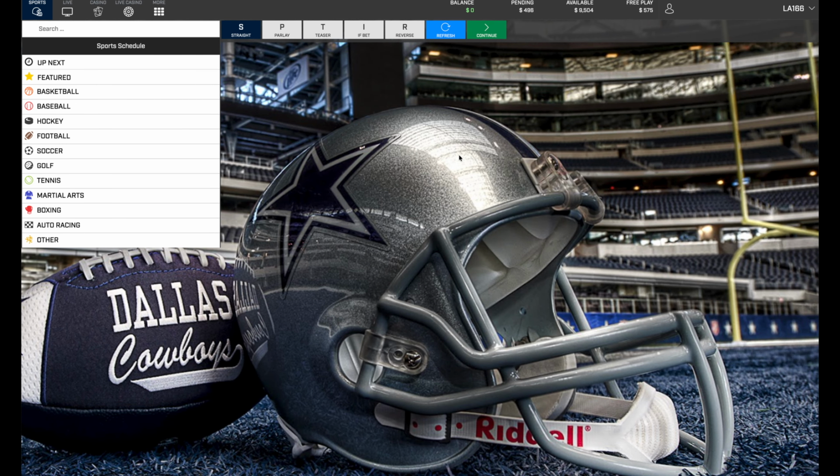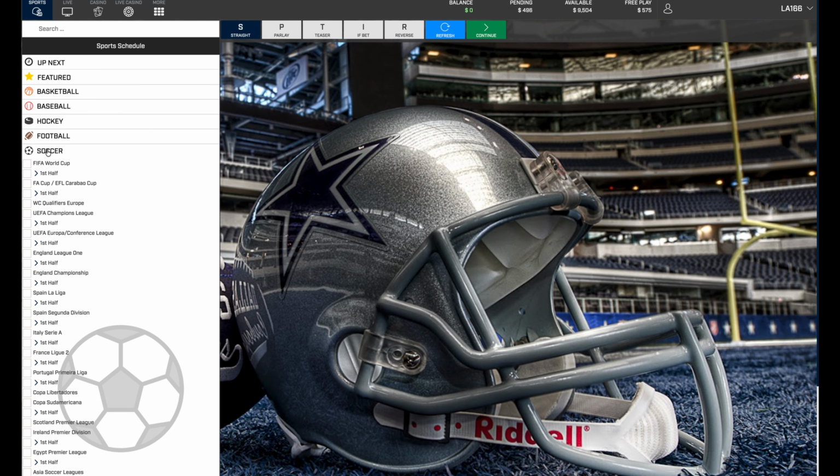This is an explanation of exactly how soccer works. It works quite differently than American football, so I wanted to point that out so that everybody could understand. Let's go to soccer here.